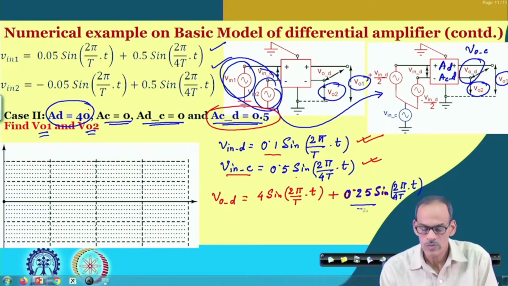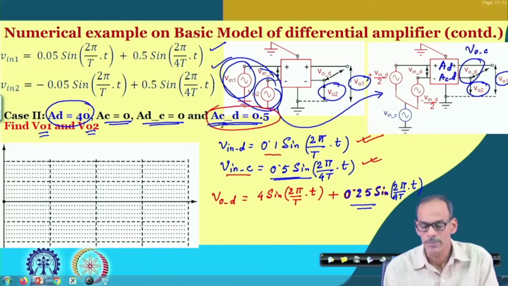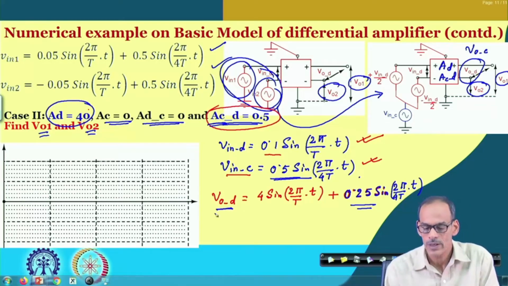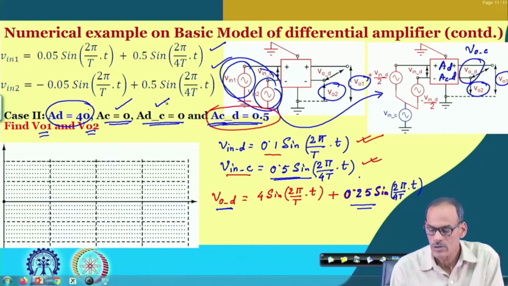So, why do we have this one? That is because the common mode input is non-zero, and also because of ACD, this common mode signal is getting converted into differential form. And since AC and ADC equal 0, we can say that VOC equals 0.